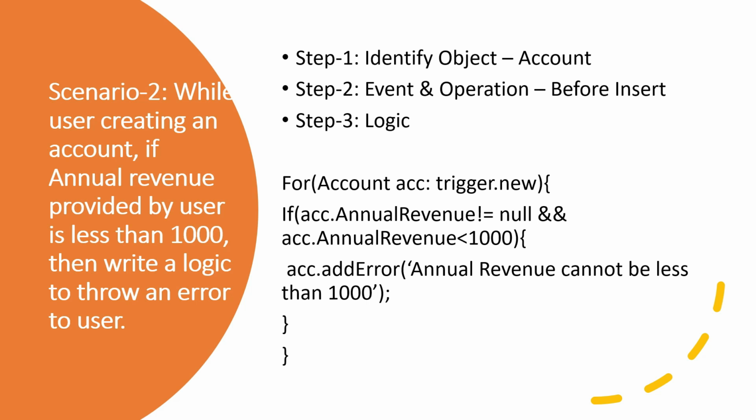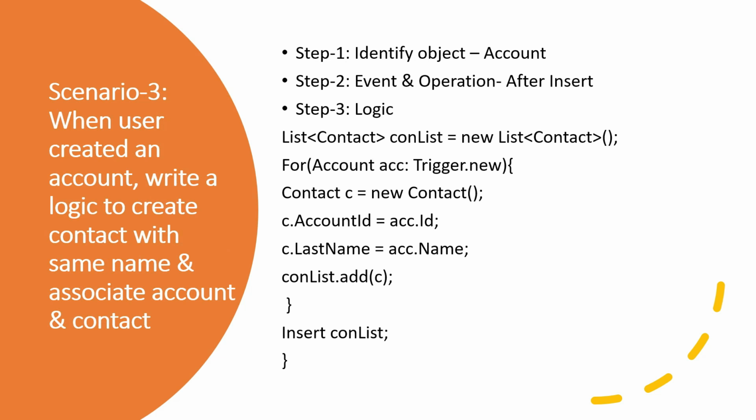So we are iterating Trigger.new, meaning we are iterating the new version of the sObject records which the user has entered. If acc.AnnualRevenue is not equal to null and acc.AnnualRevenue is less than 1000, then we would like to show an error to the user. There is a method addError, so we can refer to the method acc.addError with the message 'Annual revenue cannot be less than 1000'. Any message you can display like this. Scenario 3: when a user creates an account, write logic to create a contact with the same name and associate the account and contact.